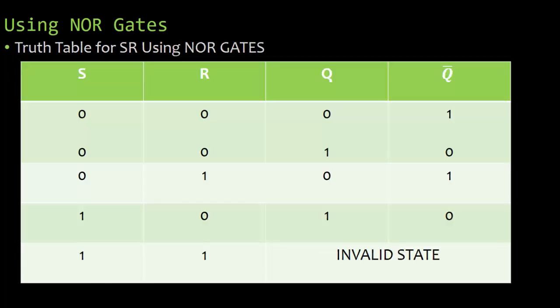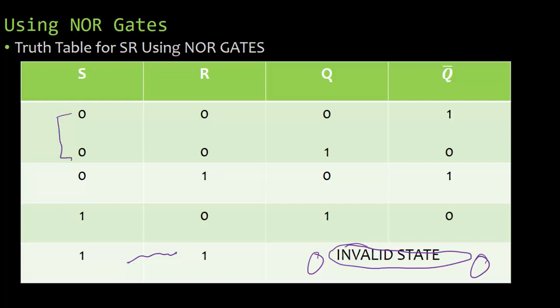So this is the truth table. Now, we said when they're both set to high, 1 and 1, we have what's called an invalid state. They're both going to have the value of 0. That is not possible because Q and not Q must be complements of one another. Whichever one is 1, the other one must be 0. Whichever one is 0, the other one must be 1.